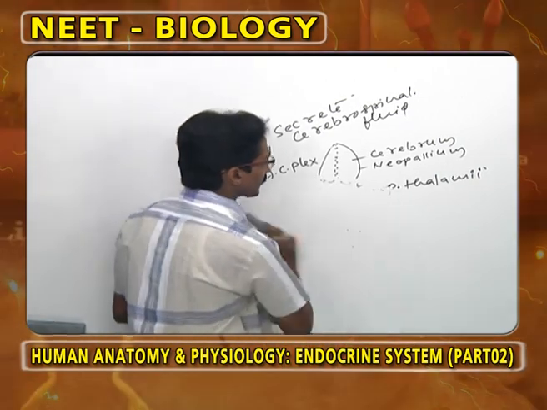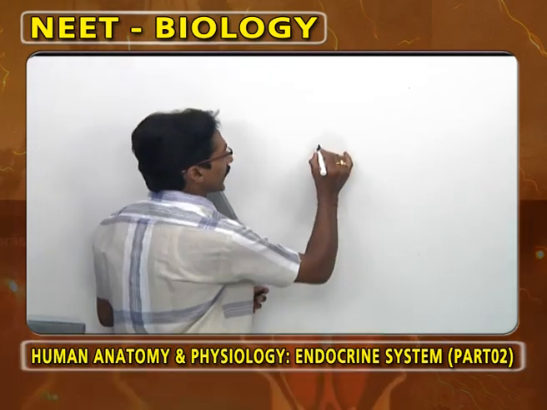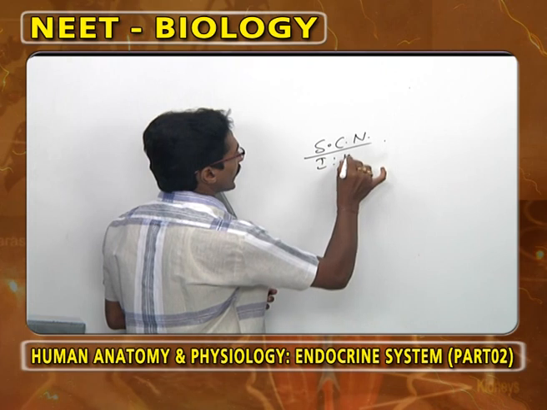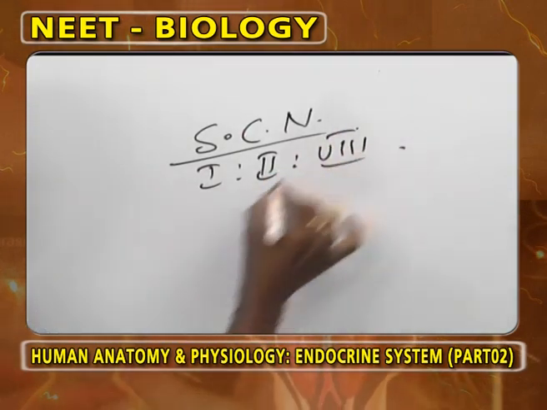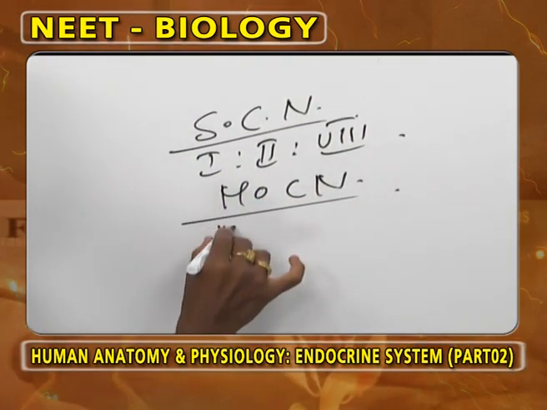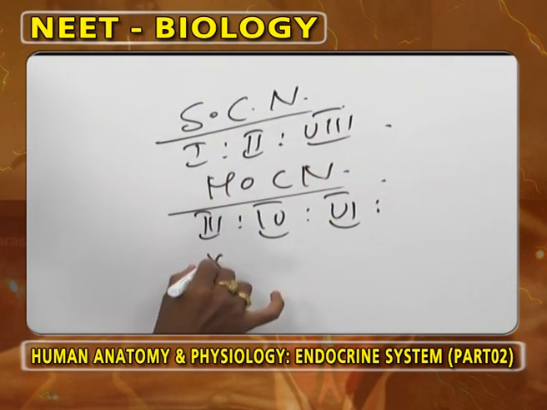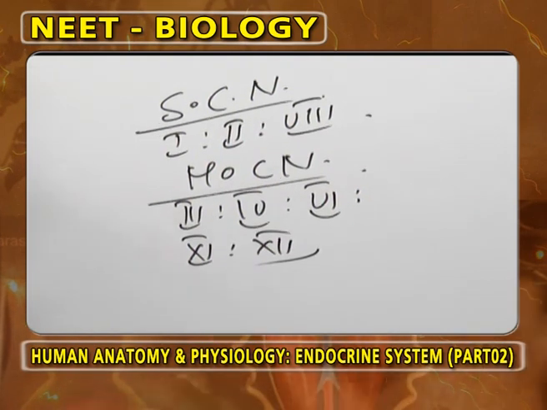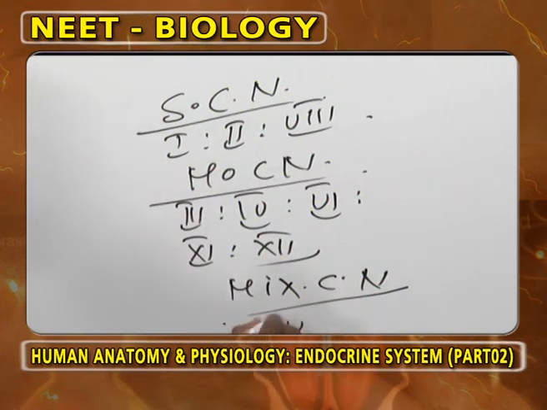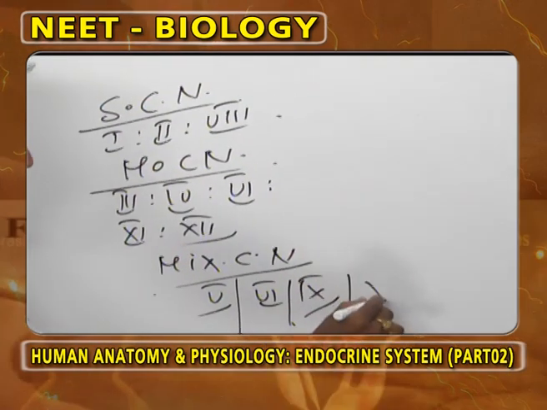Now students, regarding the main EAMCET examination, the repeated questions: what are the purely sensory cranial nerves? The first pair, second pair and eighth pair. Purely motor cranial nerves: the third one, the fourth one, the sixth one, the 11th one and 12th one. And what are the mixed cranial nerves? The mixed cranial nerves are 5th one, 7th one, 9th one and 10th one.